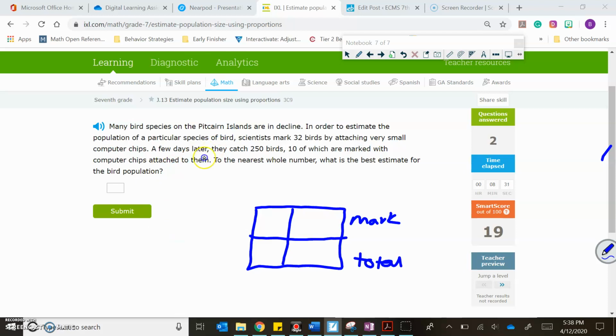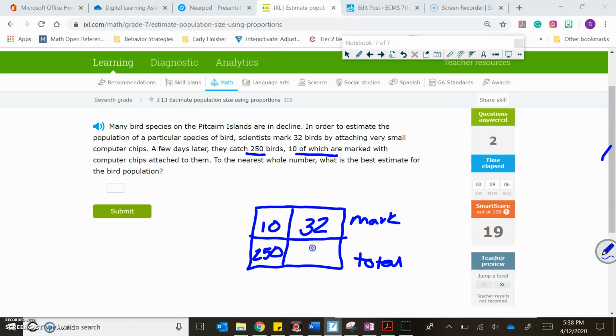So it says many bird species on the Pitcairn Islands are in decline. In order to estimate the population of a particular species of birds, scientists mark 32 birds by attaching very small computer chips. A few days later, they catch 250 birds, 10 of which are marked with computer chips attached to them. To the nearest whole number, what is the best estimate for the bird population?